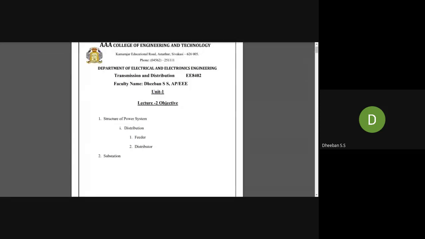The agenda is that first we will look at the distribution side of the power system. In the distribution side there are two main parts, the feeder and the distributor, and we'll see what a feeder is and what a distributor is. The final topic of this lecture is substations. You might have seen substations at various points. In your town and your city you might have seen the EB stations, and those EB stations are all small substations. So we will get into the PPT part.